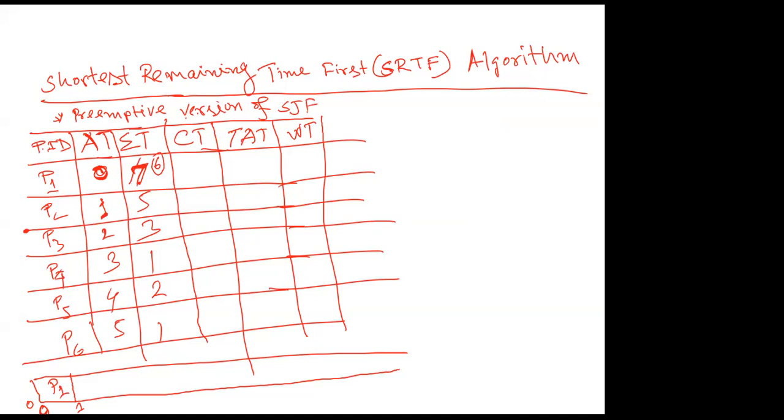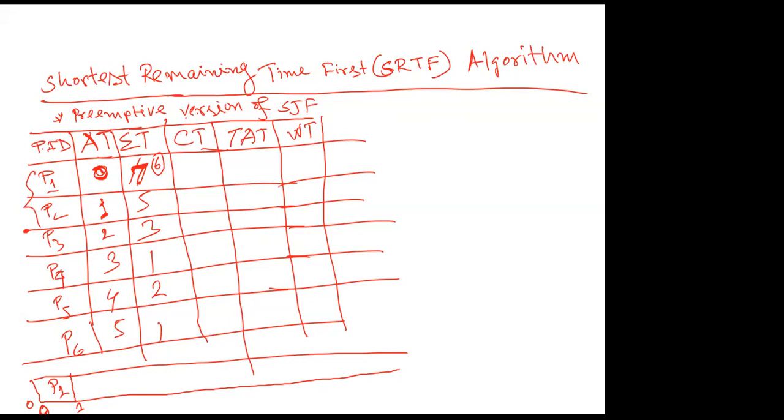Every time unit you need to check whether another process is currently available or not, because it is a preemptive algorithm. It is not like SJF, not a non-preemptive scheduling algorithm. It is a preemptive scheduling algorithm. So now look here, at time unit 1, processes P1 and P2 are both inside the RAM.